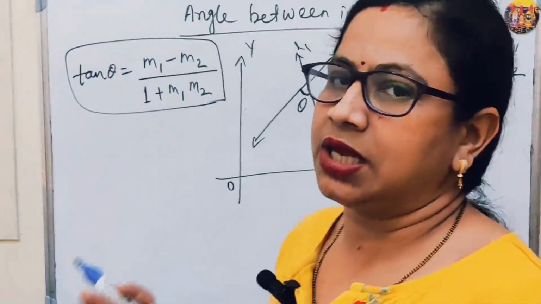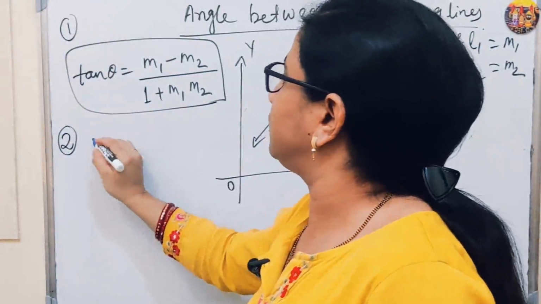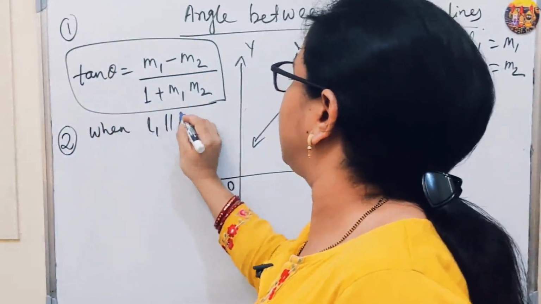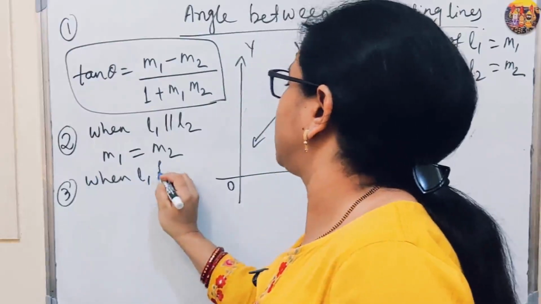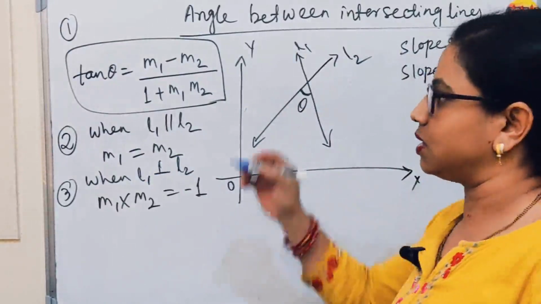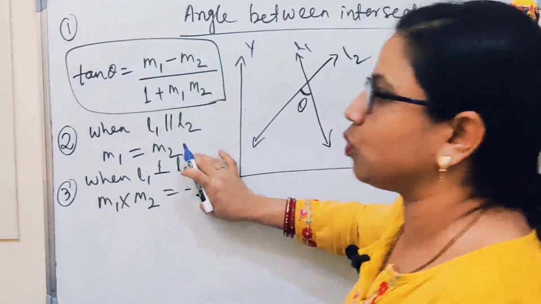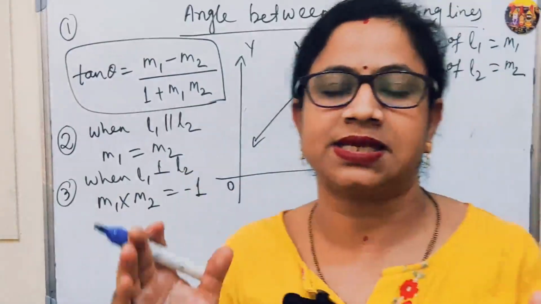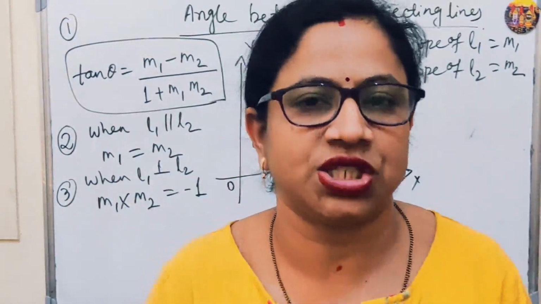So I hope three formulas we have learned. First, the angle formula. Second, when L1 is parallel to L2, M1 is equal to M2. Third, when L1 is perpendicular to L2, the product of M1 and M2 is equal to minus 1. So the angle between two intersecting lines, the slope of parallel lines and the slope of perpendicular lines, these are the main important factors of the objective. So I hope this much is clear to you.